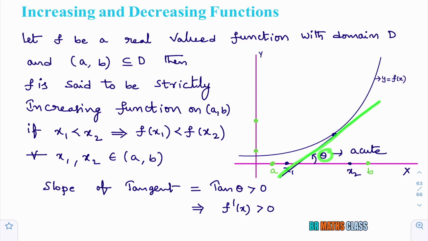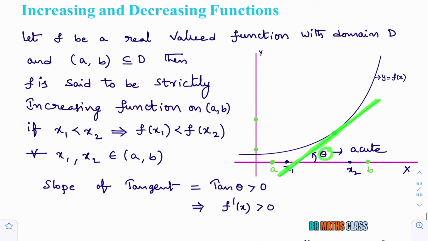That means theta is the inclination of this line. Theta is the inclination of the tangent. If theta is the inclination of the tangent, then tan theta is known as the slope of the tangent. Correct? In this tan theta, theta is acute. Acute means the angle will be between 0 and 90. That means theta is in the first quadrant. If theta is in the first quadrant, then we know that tan theta is positive. So I wrote that tan theta is greater than 0.